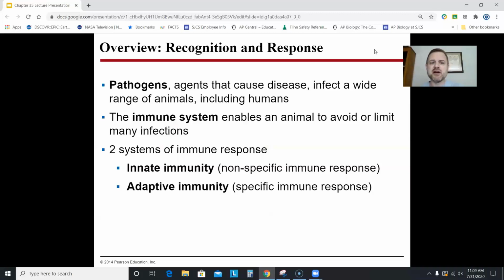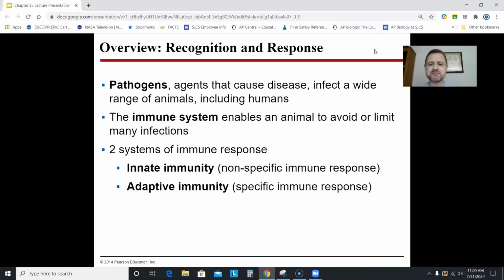So this chapter, you probably don't have a lot of experience with the immune system, at least in science class. Usually you don't really get to the immune system until AP Bio, or maybe even into college if you take biology in college. So there's lots of vocabulary. So pathogens are just anything that causes you to get sick. So viruses, bacteria, some protists can make you sick.